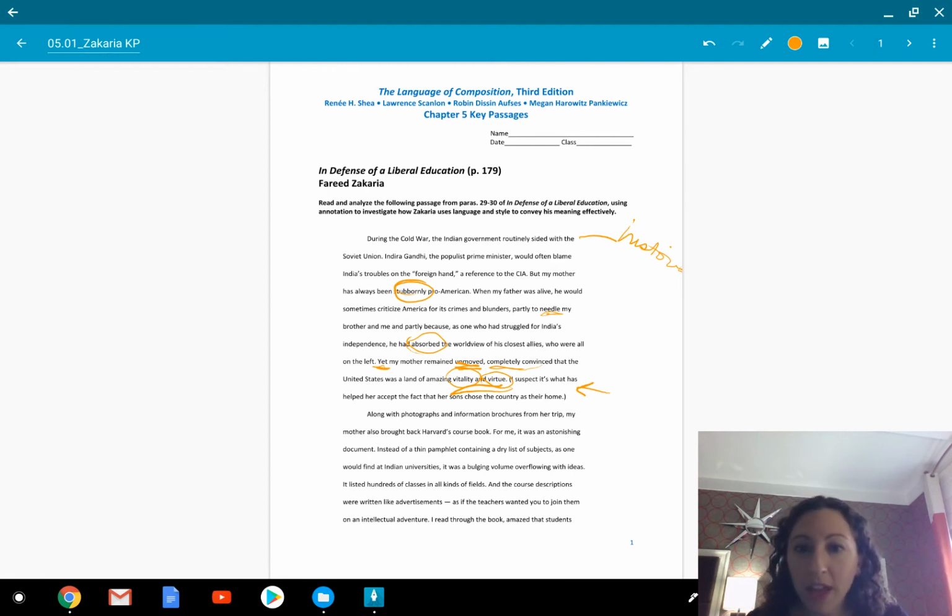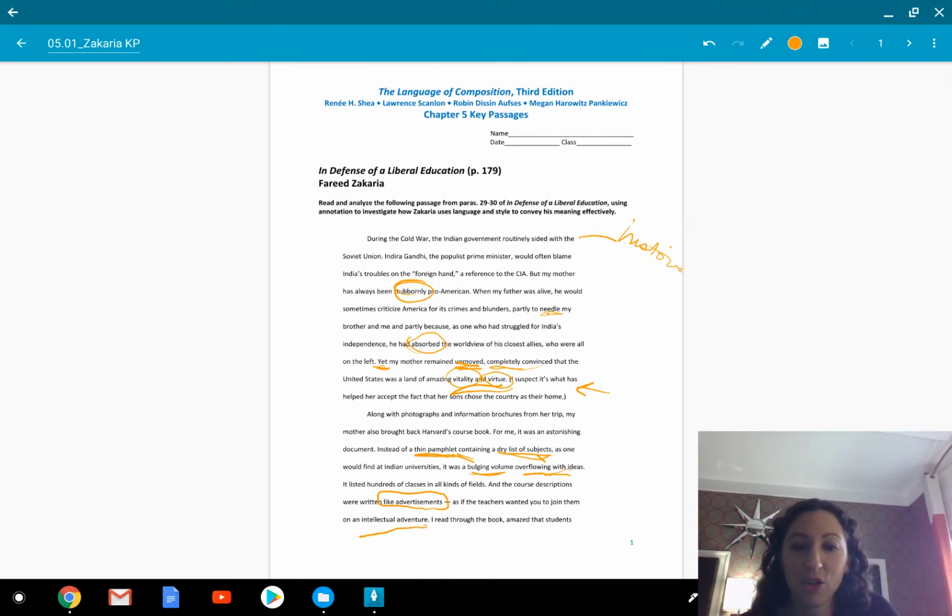Okay, so then we get down to the description of the pamphlet. So there's a lot of antithesis here and parallelism. Instead of a thin pamphlet containing a dry list of subjects, as one would find at Indian universities, it was a bulging volume, right? So we've got this contrast, overflowing with ideas, which is set up, again, in contrast with the dry list of subjects. The course descriptions were written like advertisements, so comparing this document, these descriptions, to advertisements. Obviously, the implication there is they have something to sell, but also that they are persuasive, that the course description is persuasive in making people want to take those courses.